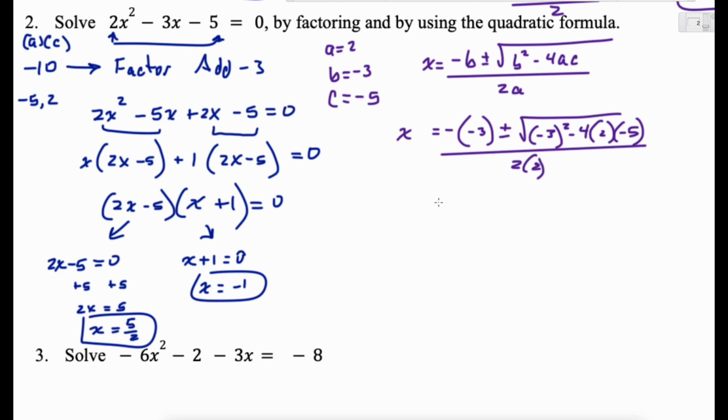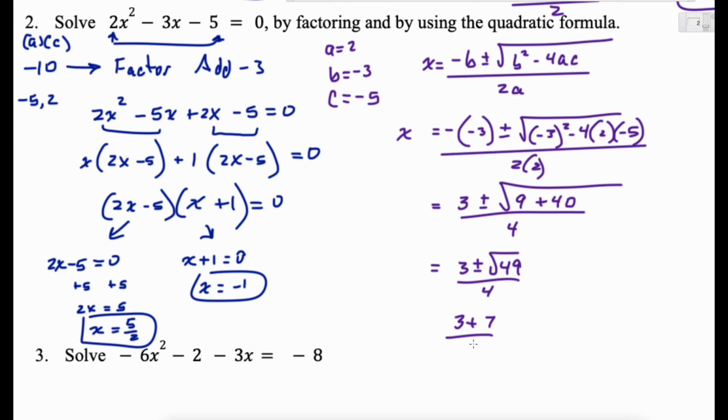Okay. So negative and negative 3 is positive 3, plus or minus. Negative 3 squared is a positive 9. Negative 4 times 2 is negative 8, times negative 5 is 40, over 4. 3 plus or minus the square root of 49. 49 is a perfect square. We get 3 plus 7 over 4, or we get x equals 3 minus 7 over 4. 3 plus 7 is 10 fourths, which is 5 halves. And 3 minus 7 is negative 4 over 4, which is negative 1.